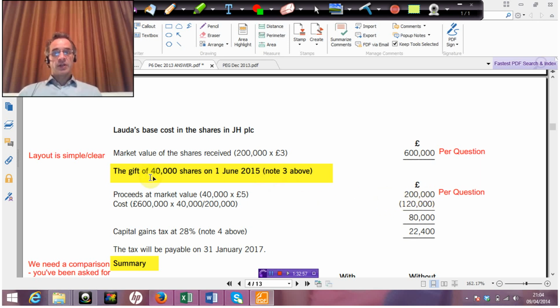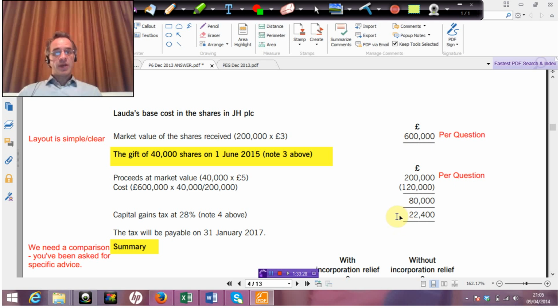So notice that we're gifting shares. We have a value on this date, so the proceeds must be the MV at that date. Now, in terms of the cost, it is as per the above. There was no change in that. So all that we had to do is again just take it pro rata, 40 over 2,000, which gives us 120, and the difference being 80, and then simply multiply by 28%. Okay. And that was note 4 above. Again, for the same reasons, i.e. additional rate taxpayer.